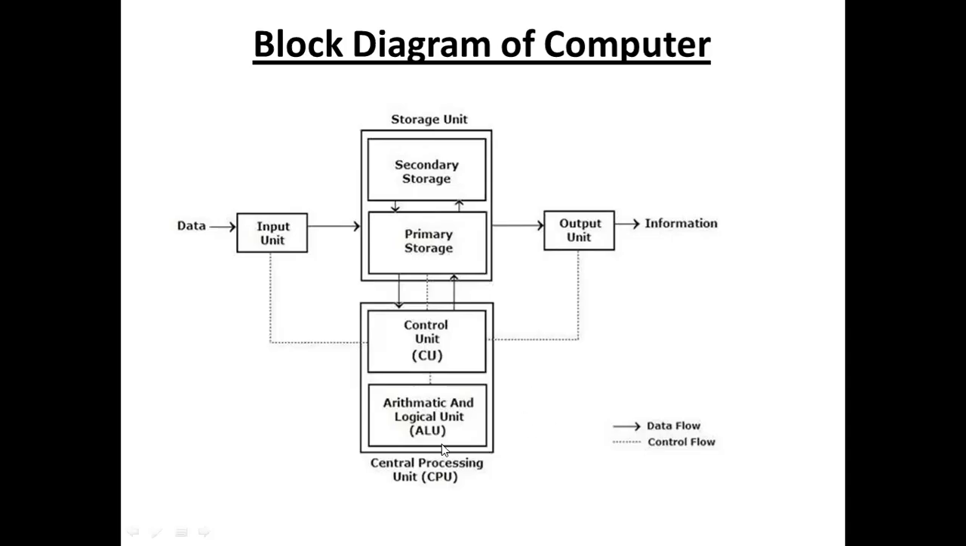And the central processing block is divided into two categories. One is CU, the control unit, that is controlling the operations. And second is ALU, the arithmetic and logical unit, where we can perform arithmetical and logical operations. And last is the output unit, where we can see or get our results. So basically the computer block diagram is divided into four parts: input unit, storage unit, central processing unit, and the last is the output unit.